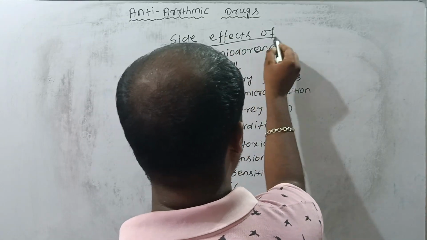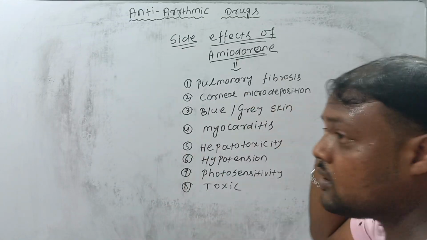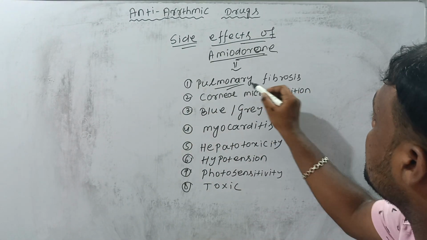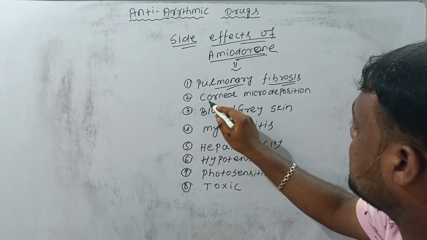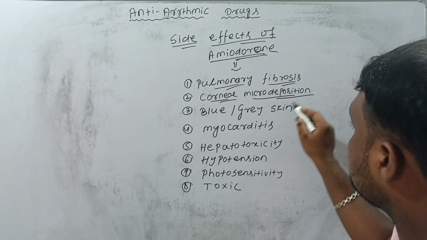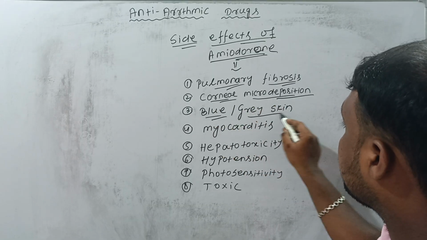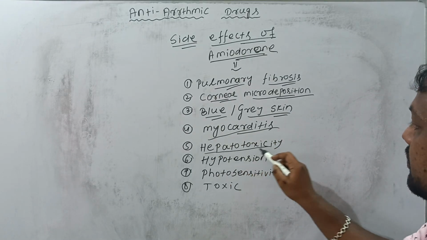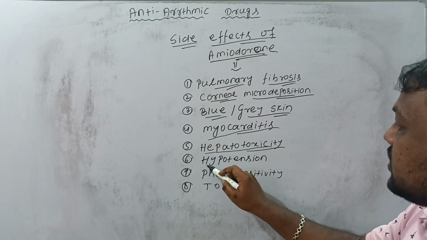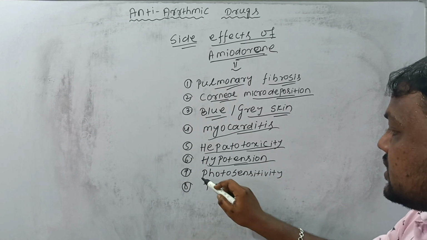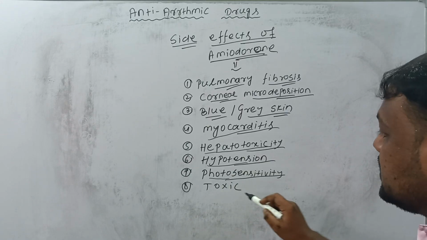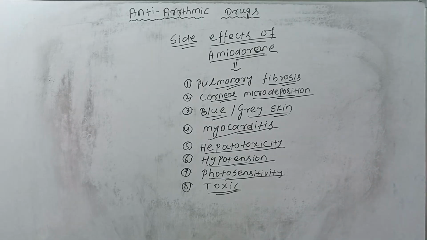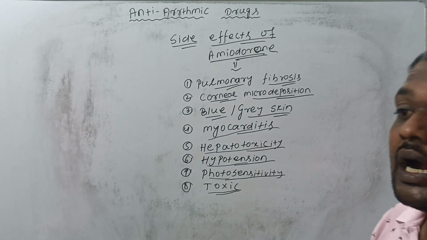The side effects of amiodarone. The other name of amiodarone is Cordarone. First side effect is pulmonary fibrosis. Second one is corneal microdeposition. Third one is blue gray skin. Fourth one is myocarditis. Fifth one is hepatotoxicity. Sixth one is hypotension with low BP. Seventh one is photosensitivity. Eighth one is the toxic effect. Clear? That is the 8 types of side effects of amiodarone.